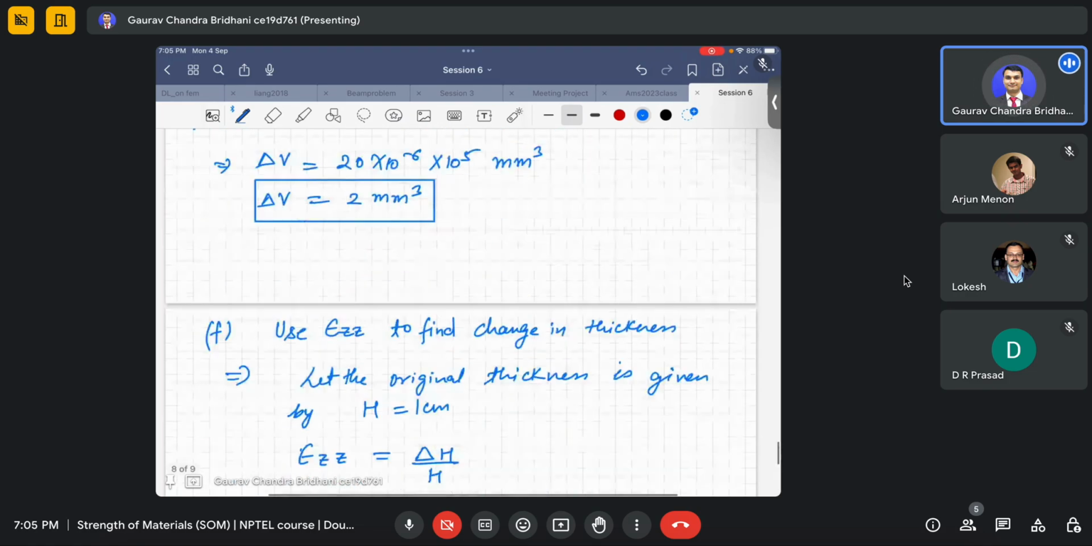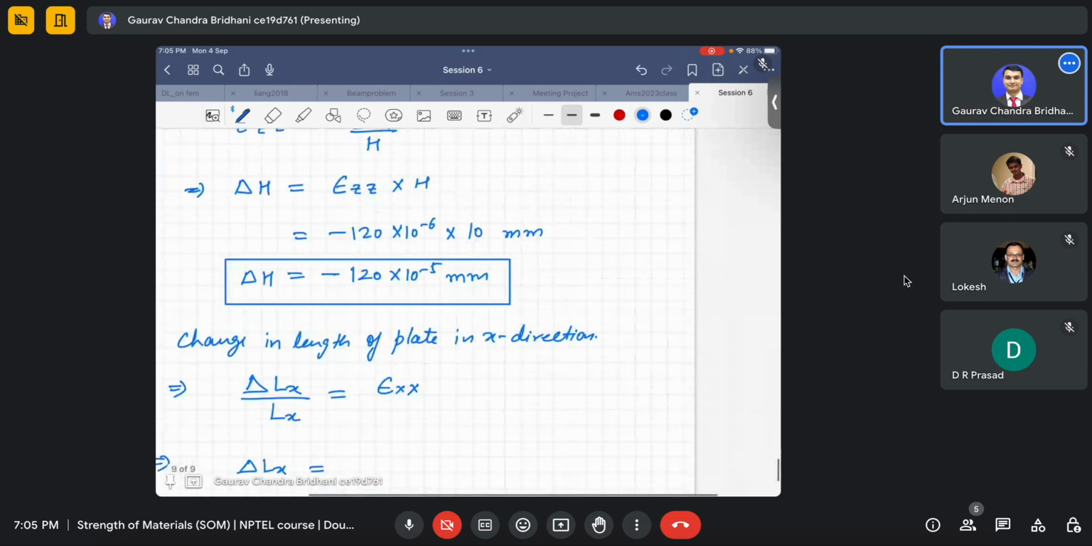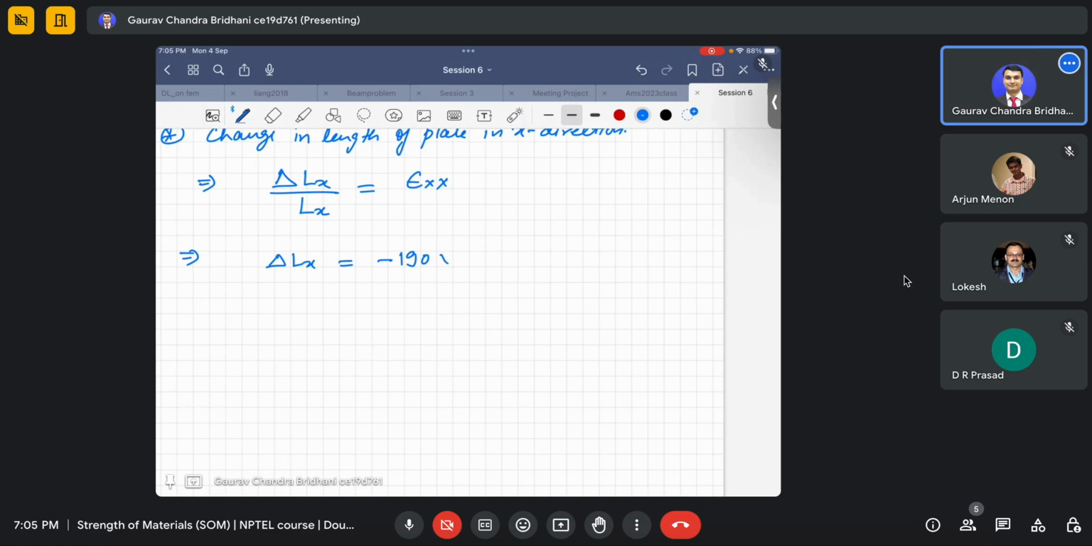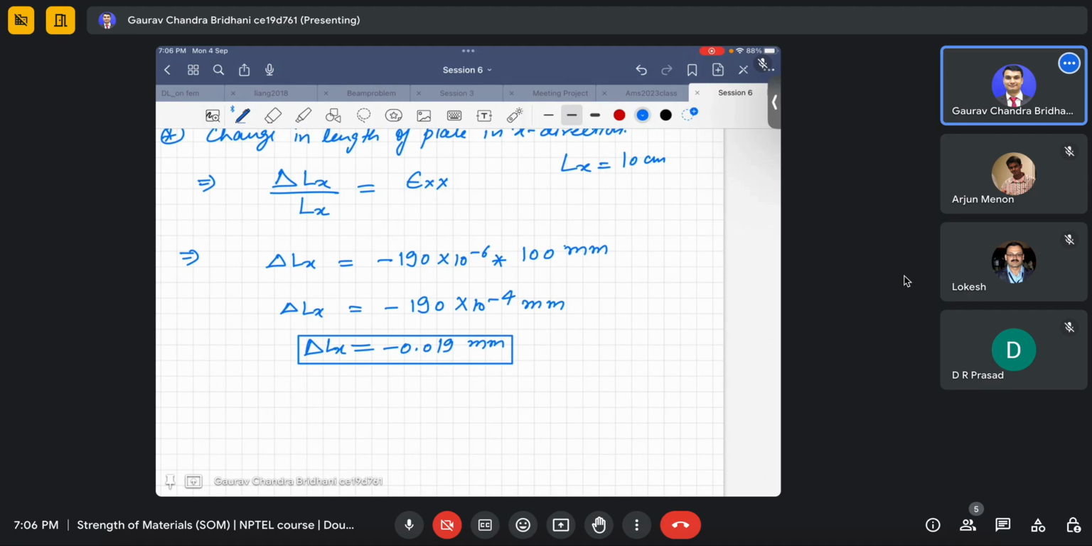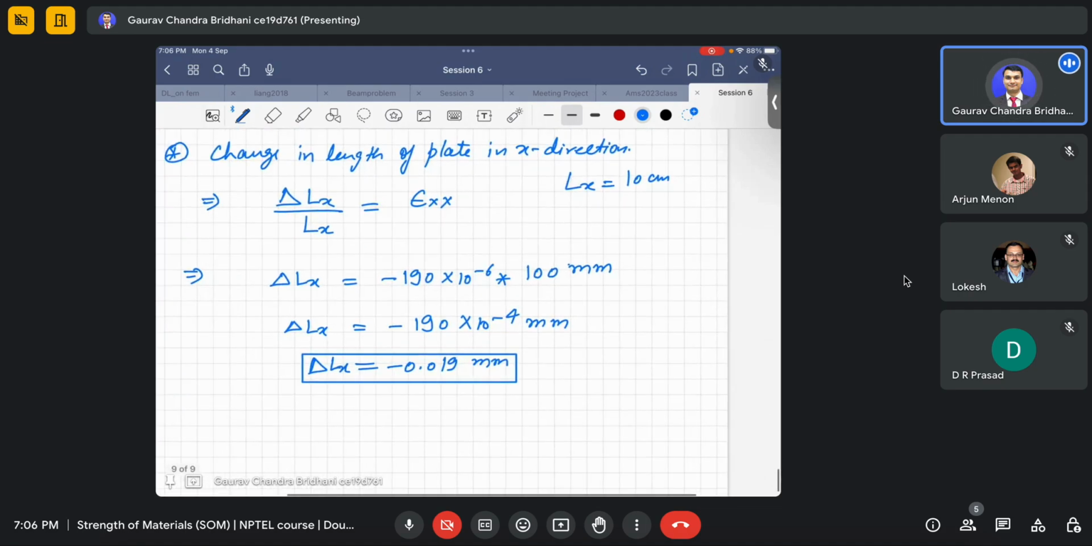Now what is delta Lx? It is epsilon xx, which is minus 190 into 10 to the minus 6, into Lx, the original length. We know that Lx is 10 centimeter, so it will be 100 mm. So delta Lx will become minus 190 into 10 to the minus 4 mm, so basically minus 0.019 mm. That will be delta Lx, the change in length in x direction.